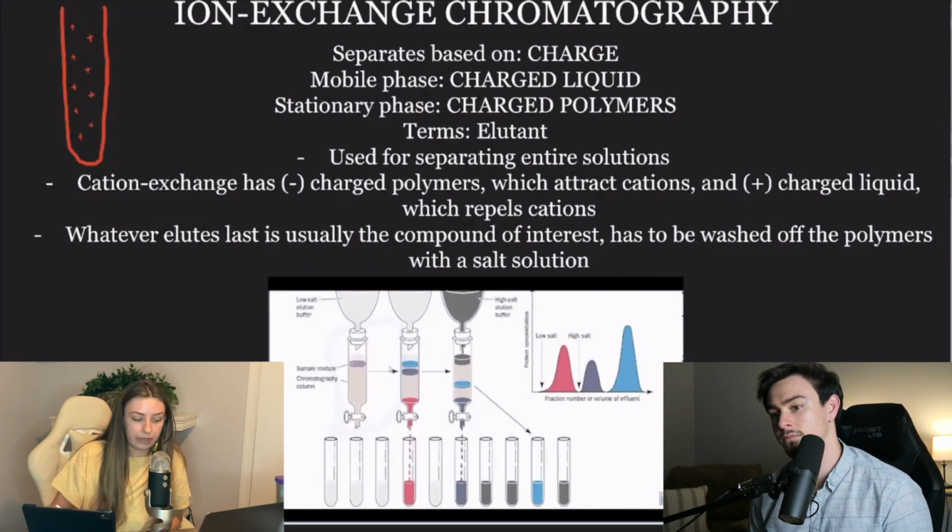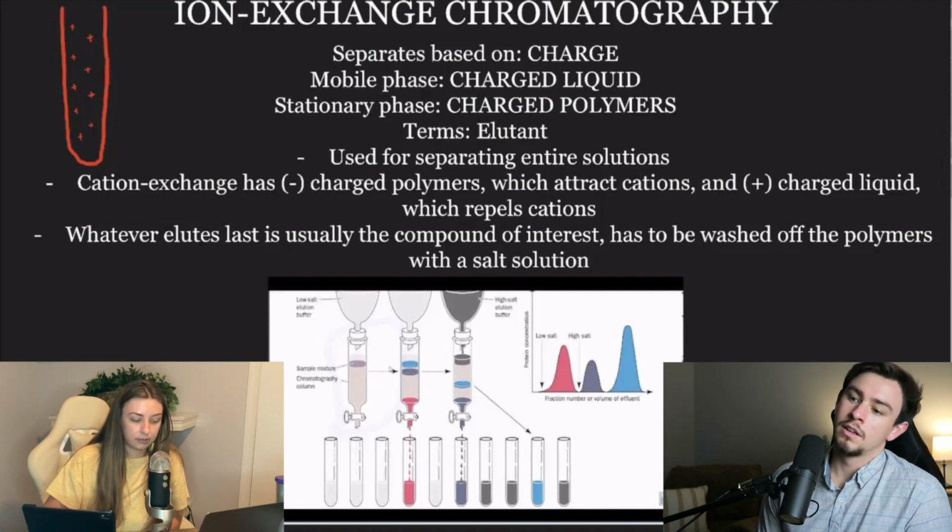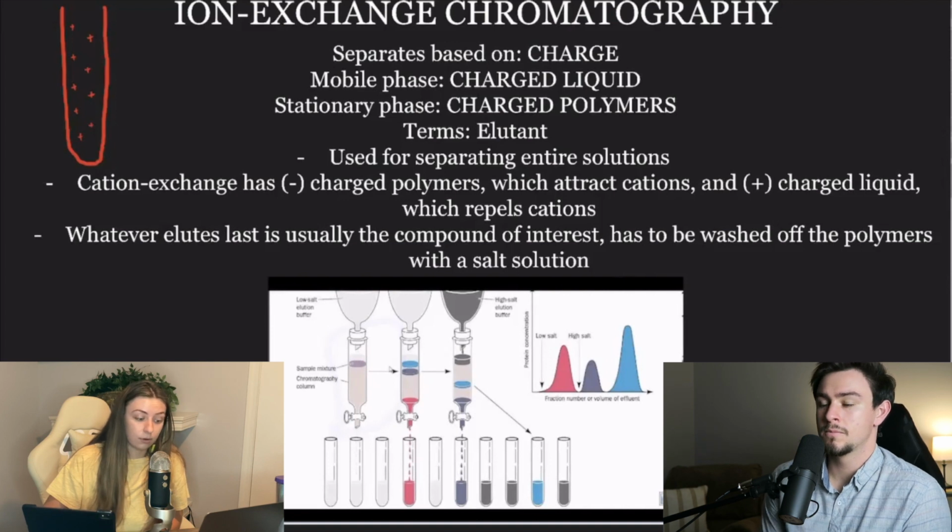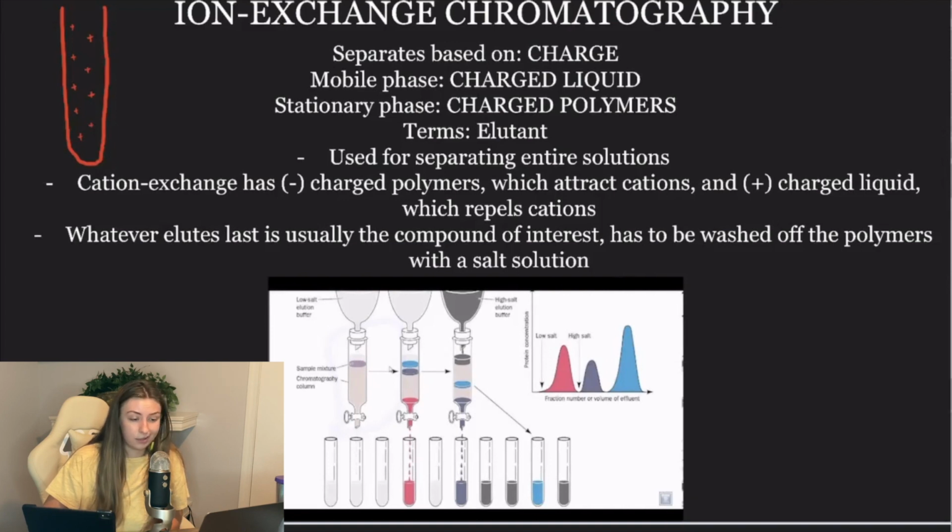You'll see an anion column. They won't say an ion exchange column that uses negative beads. No, they will say a cation exchange column. And so look out for those. That's definitely something you need to make a note of.